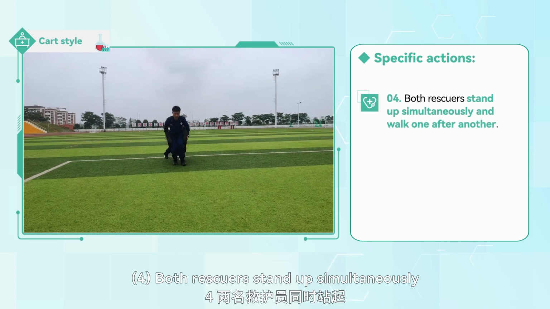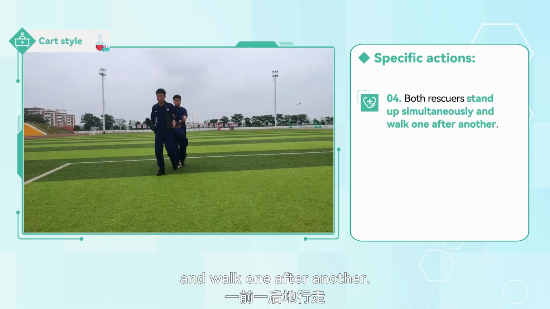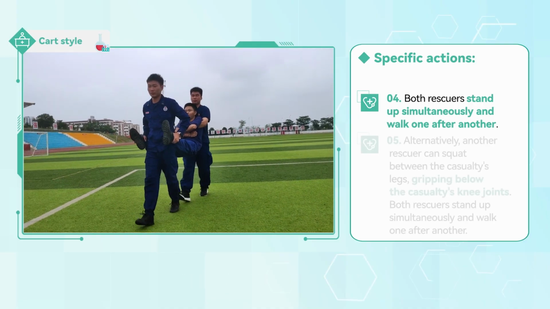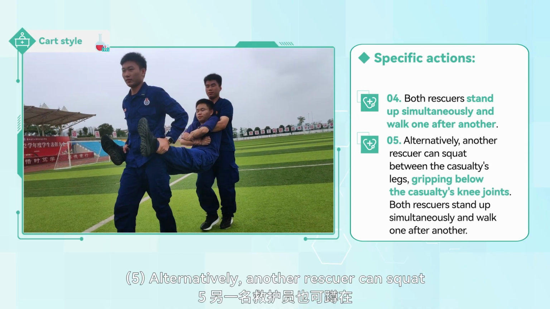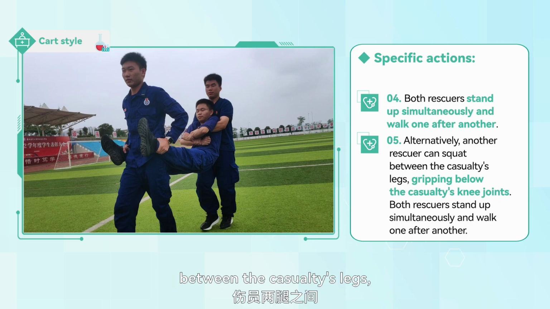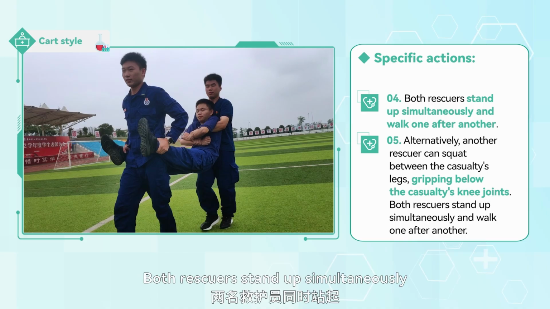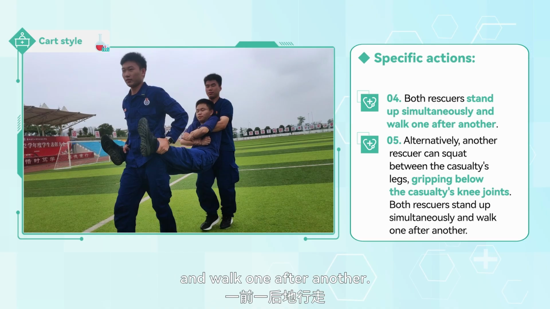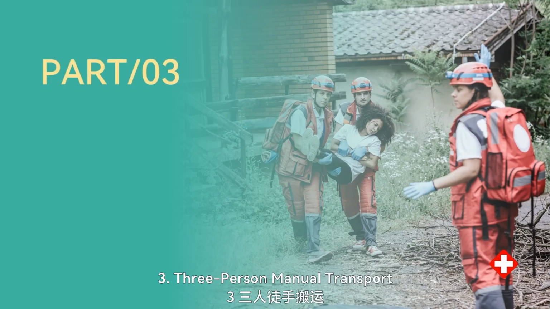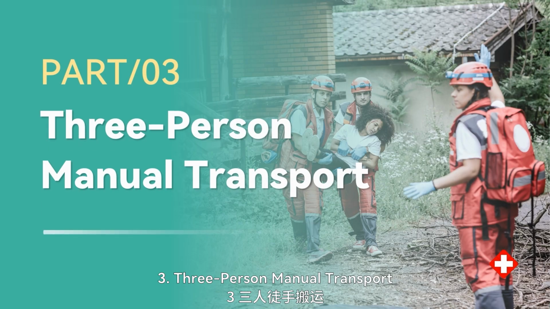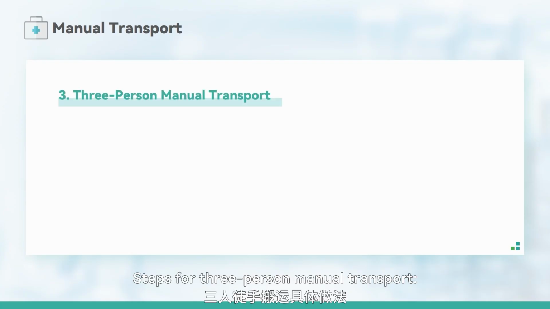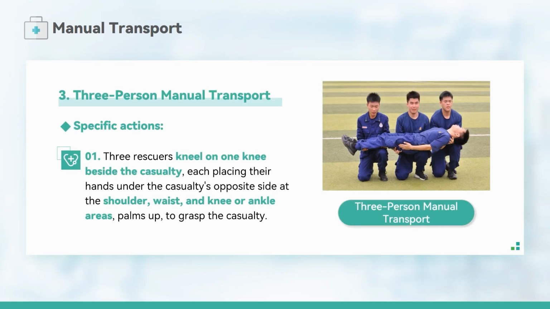4. Both rescuers stand up simultaneously and walk one after another. 5. Alternatively, another rescuer can squat between the casualty's legs, gripping below the casualty's knee joints. Both rescuers stand up simultaneously and walk one after another. 3. Three-person manual transport. Steps for three-person manual transport.